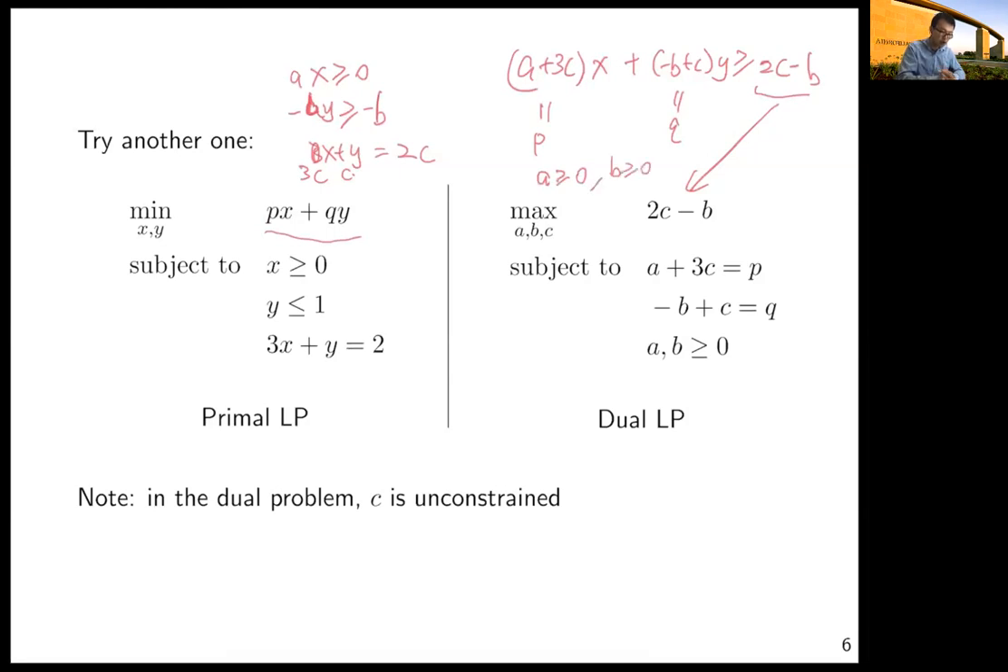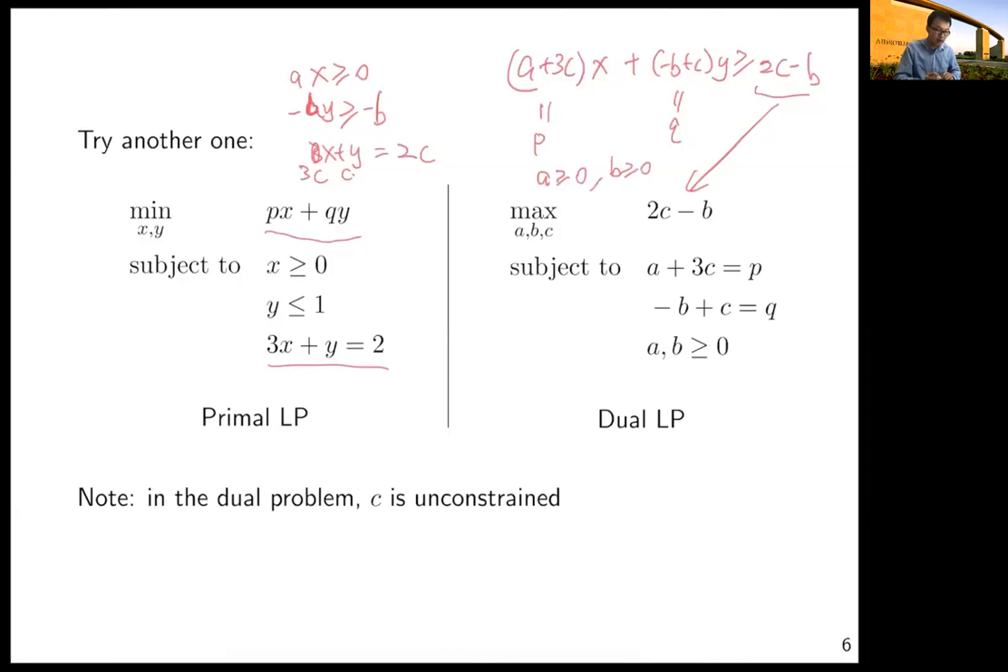So notice that we don't actually require any additional constraint for c. Why is that? The reason is that this is an equality constraint, so you can multiply the left and right hand side with any scalar without changing it. And therefore, we don't actually need a constraint for c.